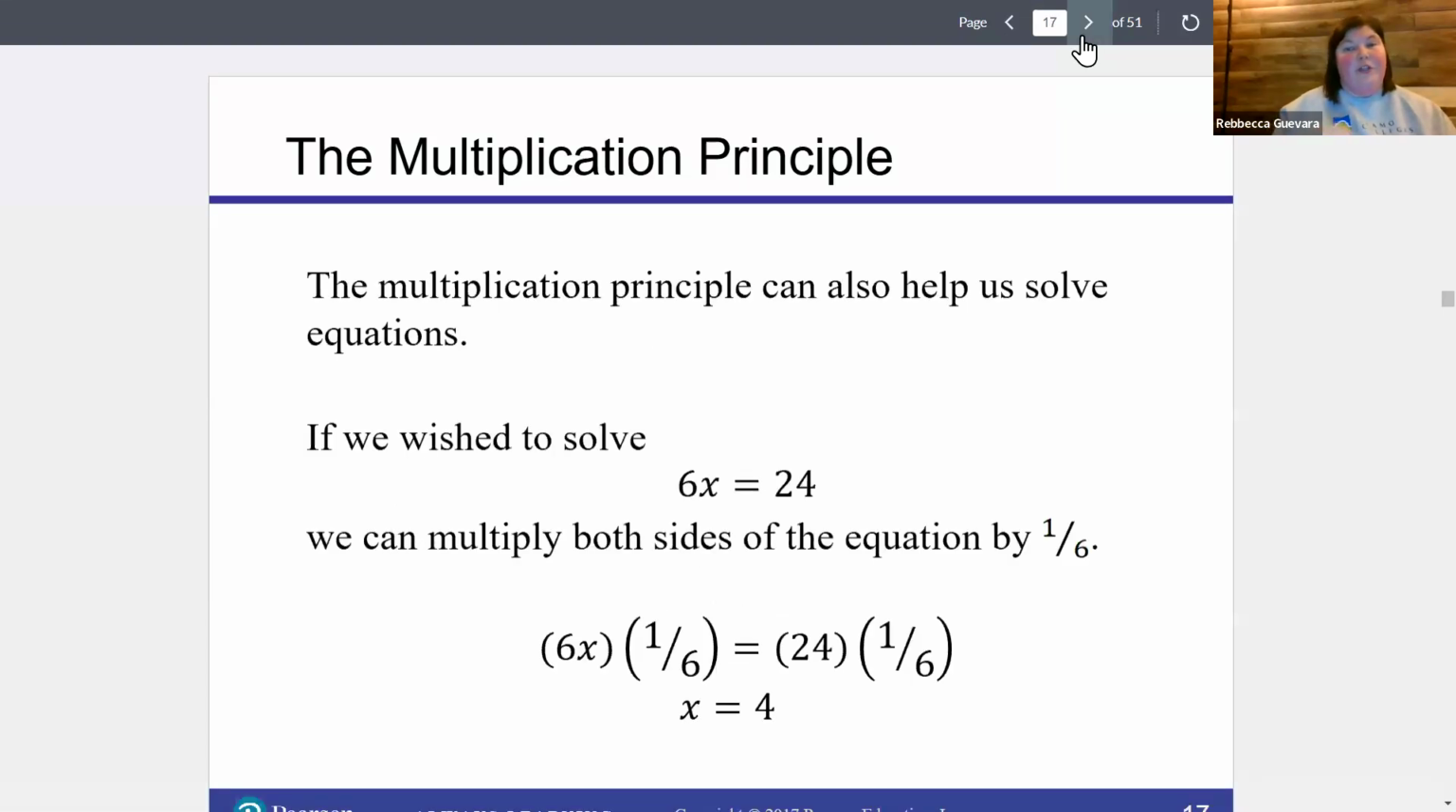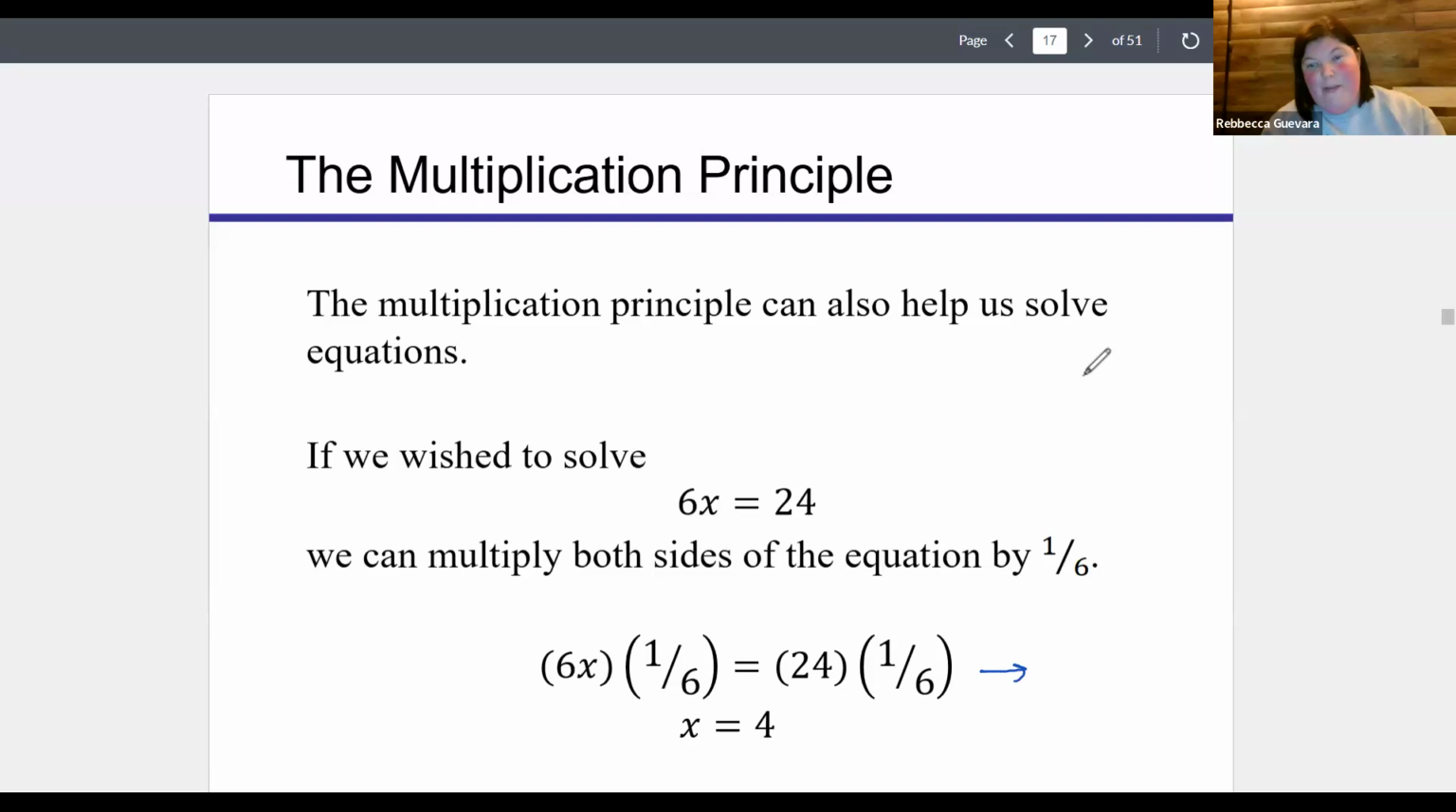So the multiplication principle can also help us solve equations. If you wish to solve 6X equals 24, we can multiply both sides by 1/6. That's the same as saying division. Another way to look at this is that Z times 1/6 is the equivalent of saying I have Z and I'm dividing by 6. It's just an equivalence, but it shows you that multiplication and division are really the same operator.